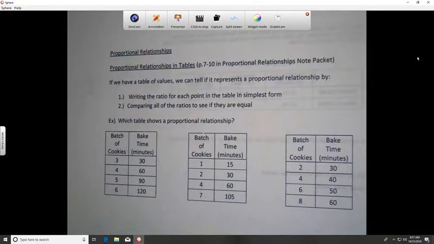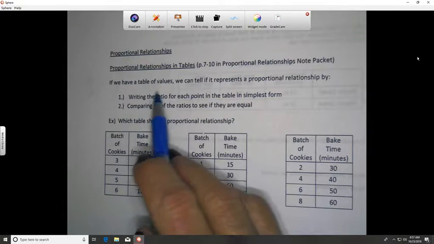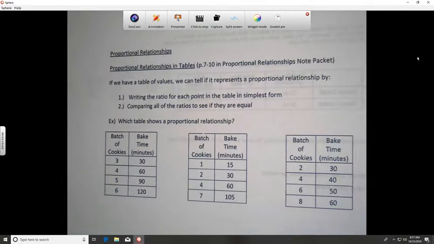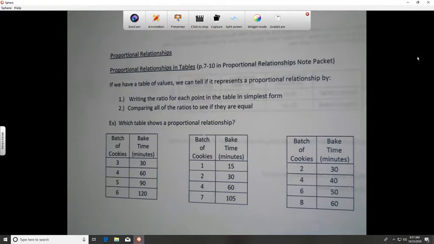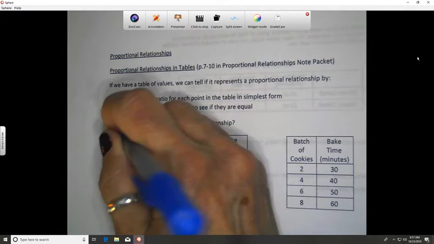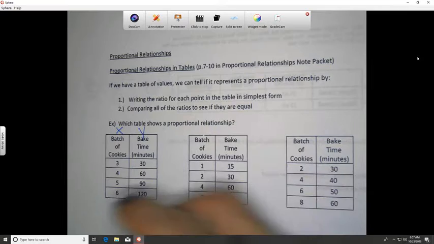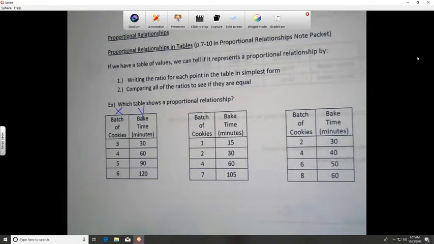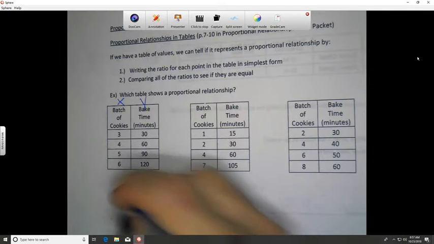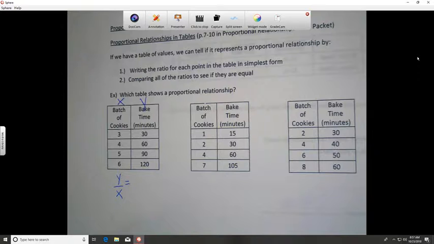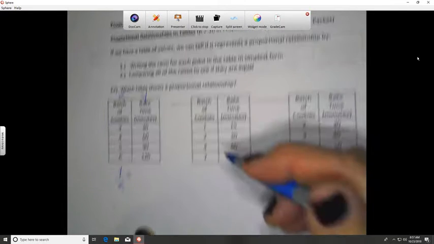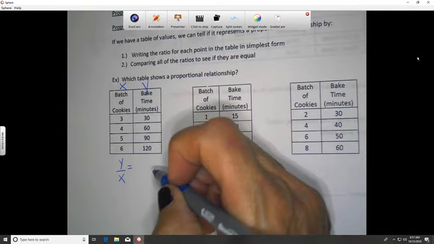Proportional relationships. We have tables. If we have a table of values, we can tell if it's proportional by writing the ratio for each point in simplest form. What do we label the first column? X over Y. What do we pull out of the table to see? Take Y over X. And then what do we do? We divide. If it's proportional, you get the same answer every time you divide.